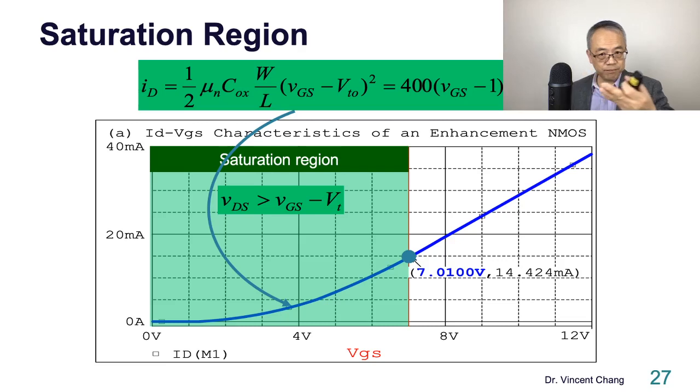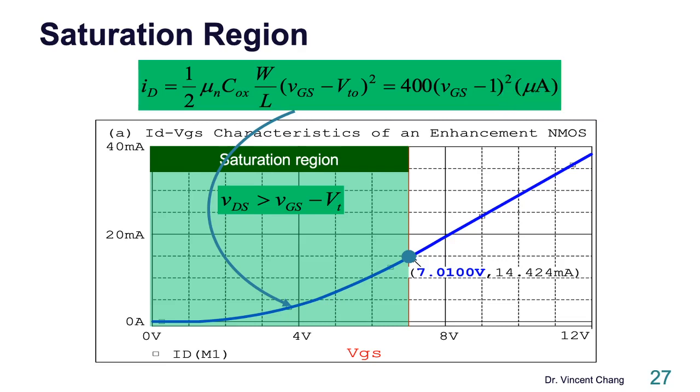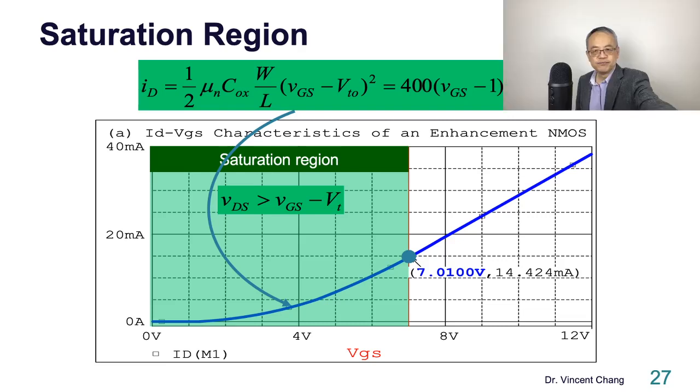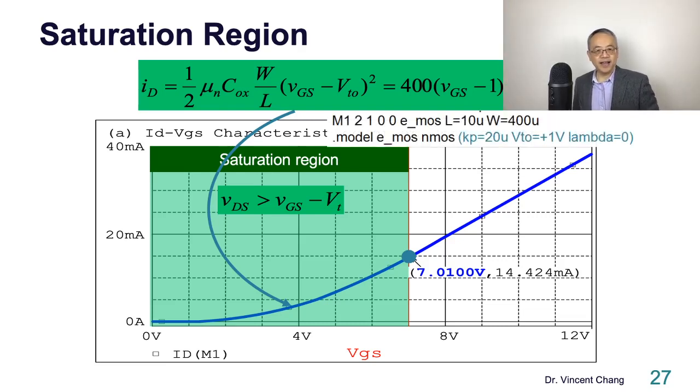And then you can just write down the equation for the parabola based on the square law. Half times, I believe it's 20, right? 400 divided by 10. All right? So 400 times (VGS minus 1) squared. That's the equation. So here's what I just said: half times 20, right? The threshold voltage is 1. And then W over L is 40. So 400.